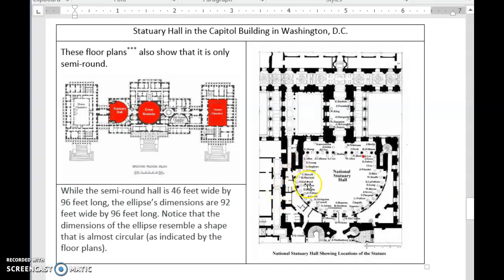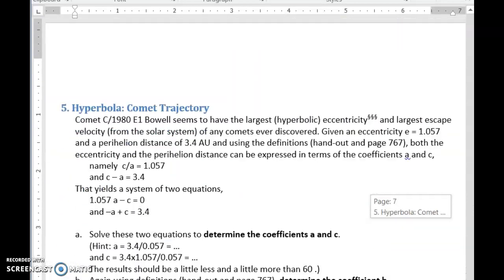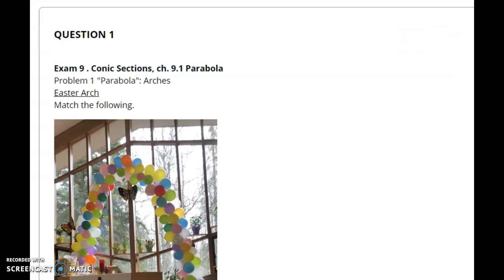By the way, the rotunda is this one here. This is supposedly what's to be an ellipse. It's not this one, okay? So it's the one on the left here. All right. Then the planetary orbits, and that's the original one, which again I have adapted into an online exam.